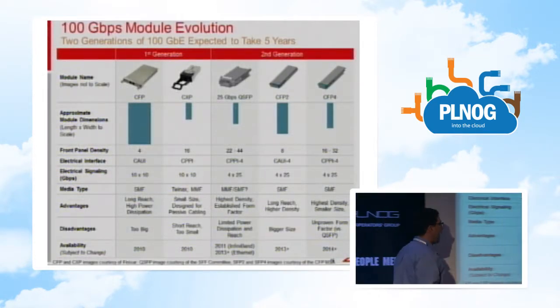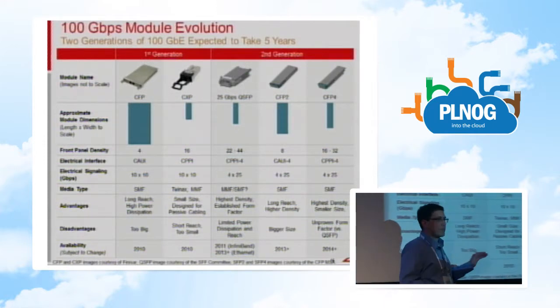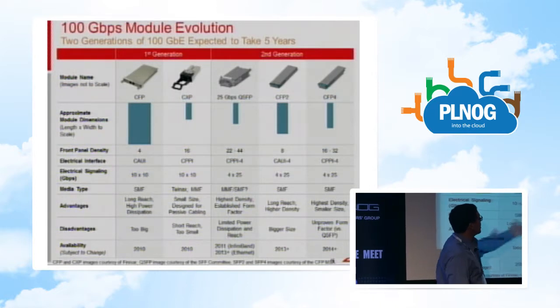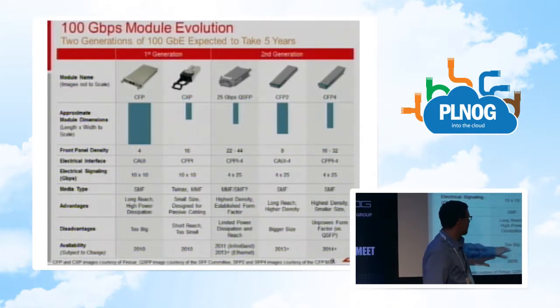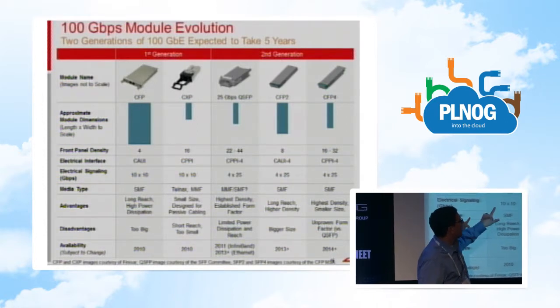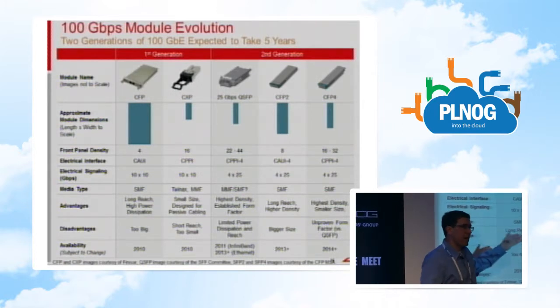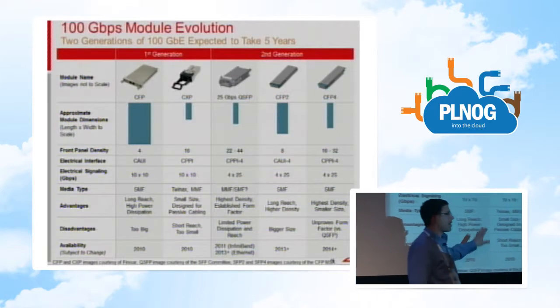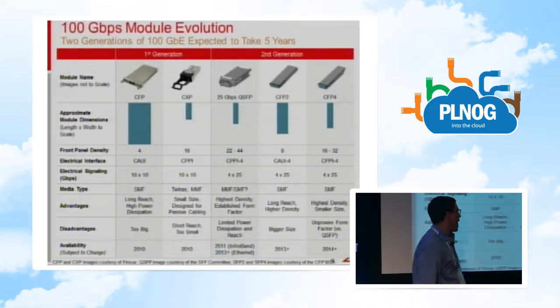So obviously this is predicting the future, so your mileage may vary. But the first generation and second generation modules are probably pretty certain. The third generation is still up for debate, but as far as the first and second generation goes, I think you can bet that these dates are about accurate.